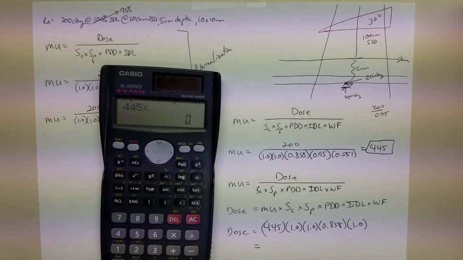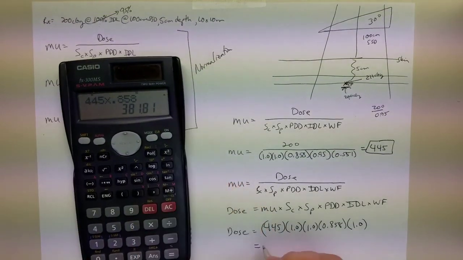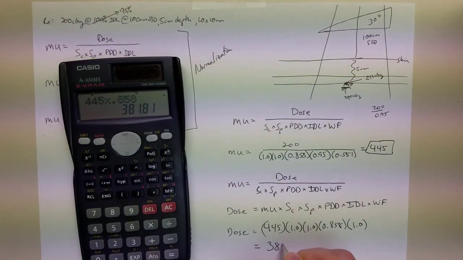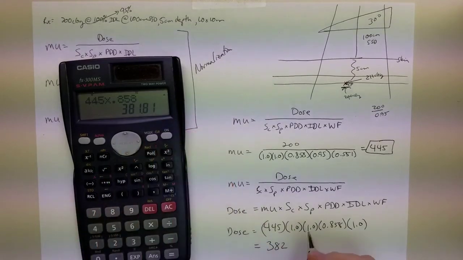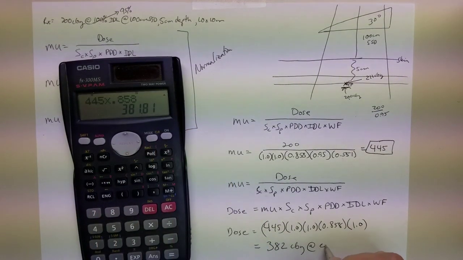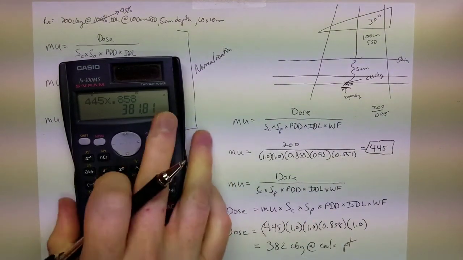So I can take 445 times 0.858 and I get 382 centigray at my calc point.